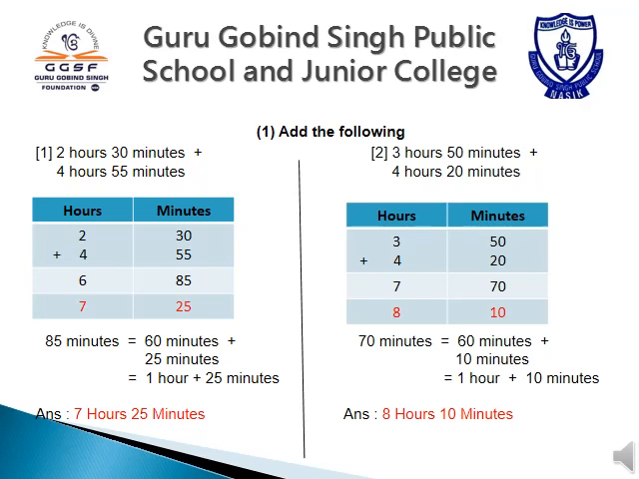Here I have done the addition as we are doing in whole numbers. The answer is 6 hours and 85 minutes. But we know that in 1 hour there is only 60 minutes. So from these 85 minutes I have separated 60 minutes, and then only the 25 minutes are remaining. So 60 minutes means 1 hour and this 25 minutes.